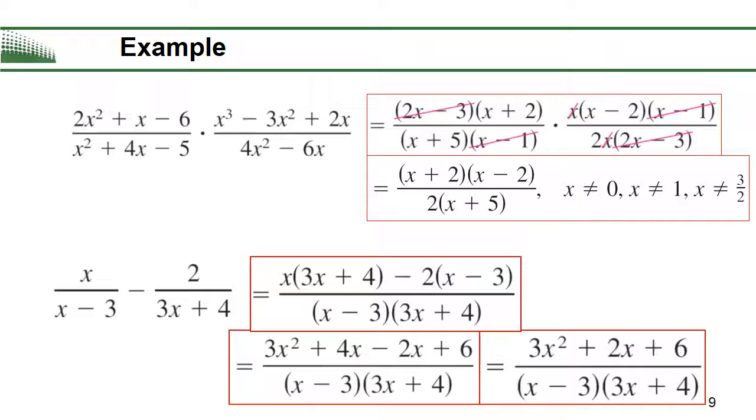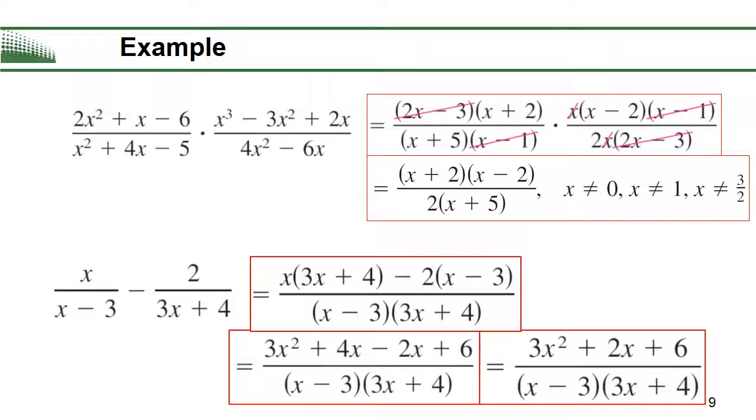All right, here are our answers. A little overwhelming, I guess. Sorry about that. But if you start at the top, the first thing we did was factor everything in both fractions. So the 2x squared plus x minus 6 becomes 2x minus 3 times x plus 2. X squared plus 4x minus 5 becomes x plus 5 times x minus 1. X to the third minus 3x squared plus 2x.